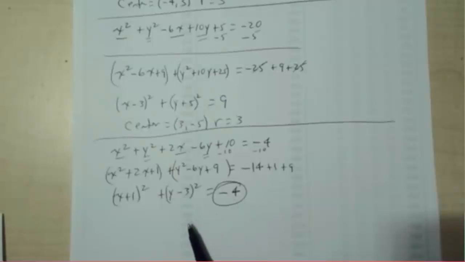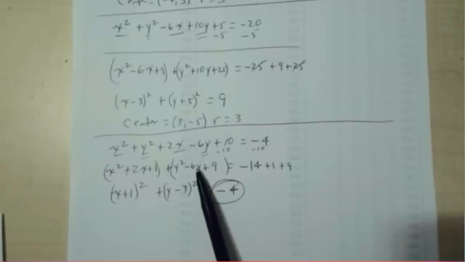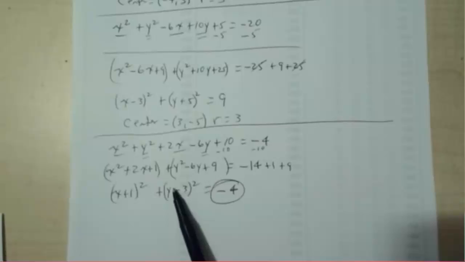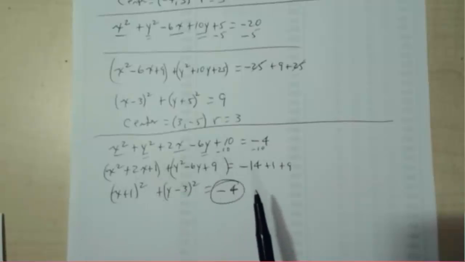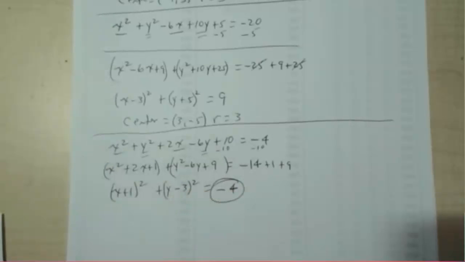Okay, wasn't that fun? You can see that these things are really not very difficult to do. Complete the square, move the constant to the other side, and then put the things in the equation of a circle. And that's basically all there is to it. It's really pretty simple.